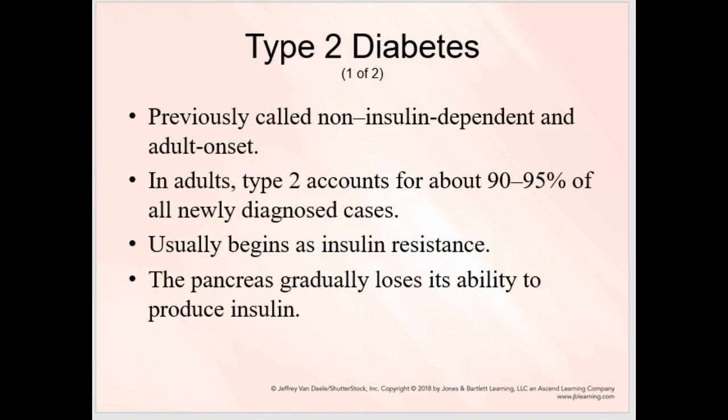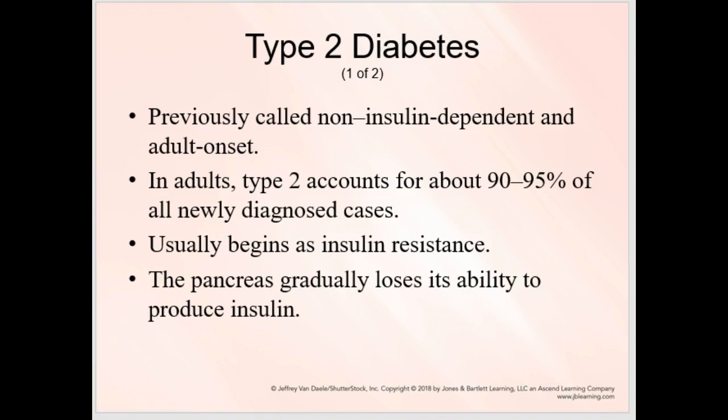I'll be curious to see if it doesn't start to present in younger people because of the amounts of obesity in our population anymore. It's becoming a rampant disease. So this accounts for 95% of newly diagnosed adult cases. Usually begins as insulin resistance.